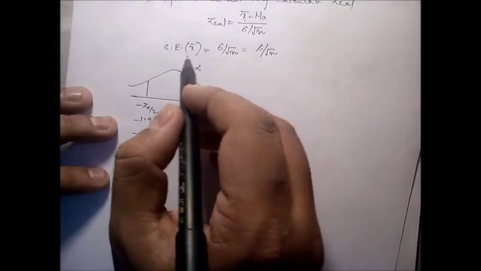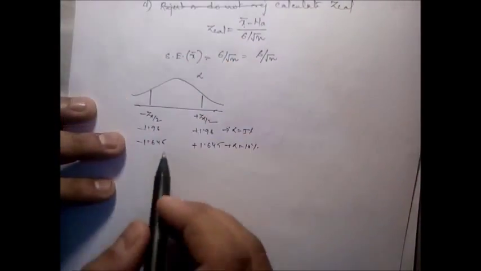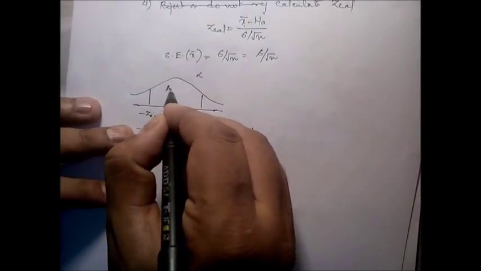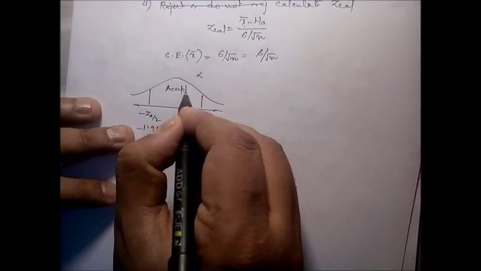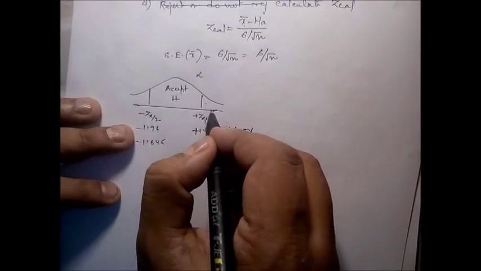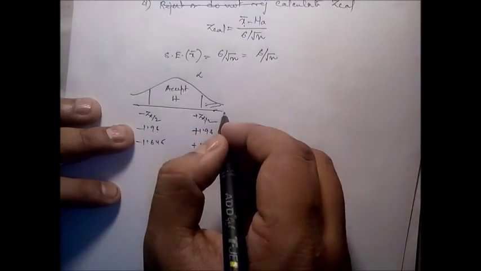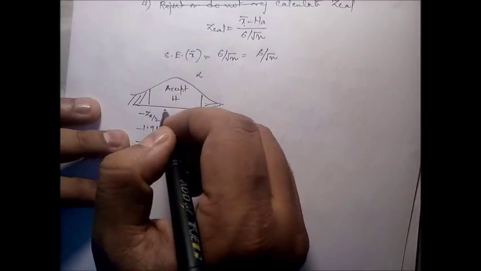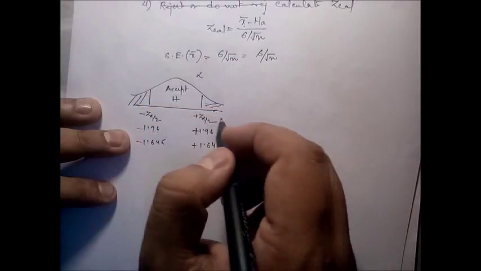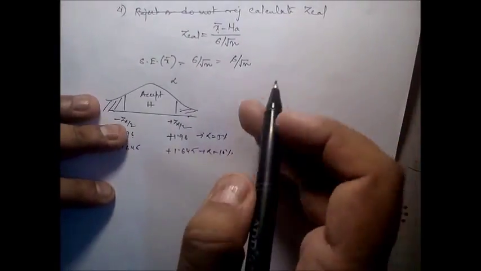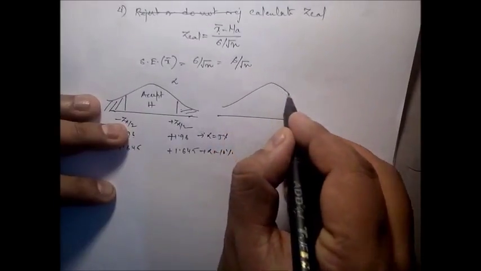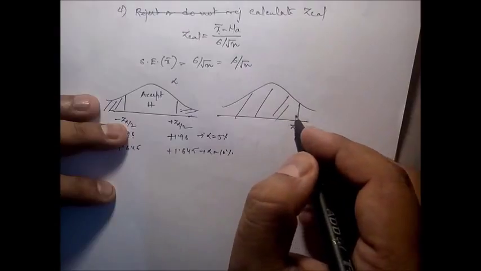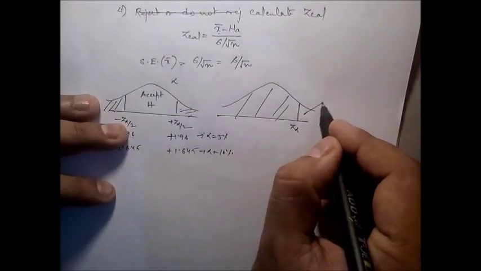If the zcal value is within minus 1.96 to plus 1.96, then accept H0, or do not reject H0. Otherwise, if the value is somewhere here, say 2, 2.5, or less than minus 1.96, say minus 2.04 or minus 3.8, then reject the null hypothesis. If it is a right-tailed test, here should be Z alpha. This is the acceptance region and this is the rejection region.